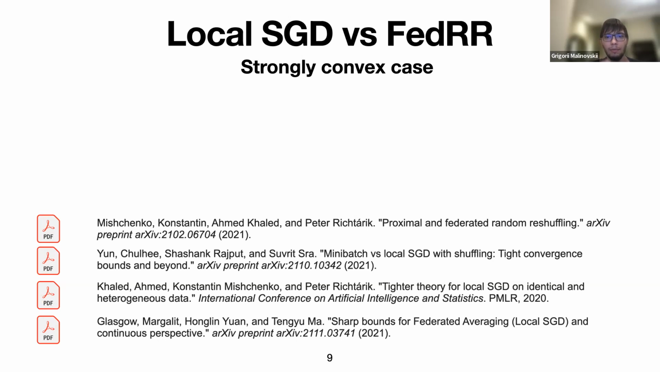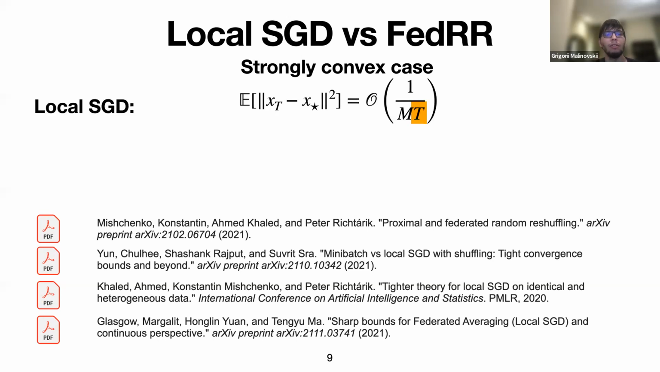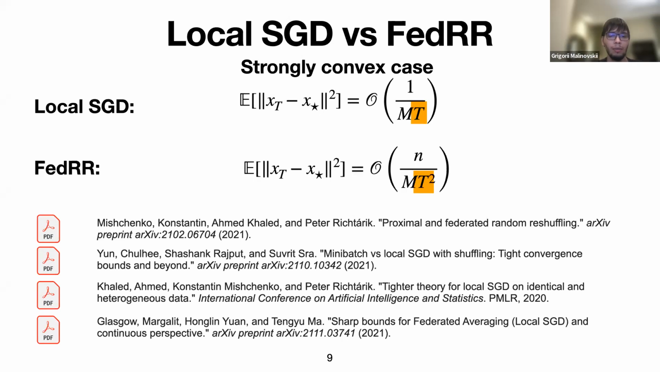Okay, so local SGD and federated random reshuffling are deeply analyzed in the following papers, and the main message from the analysis for the strongly convex case is that local SGD has rate O(1/MT), but federated random reshuffling has an N/(MT)^2 rate, which means that federated random reshuffling outperforms local SGD for a large number of epochs, basically when T is bigger than N. Of course, we have some cases when local SGD is better than federated random reshuffling, but if we have a sufficiently large number of epochs, federated random reshuffling is the more preferable choice.